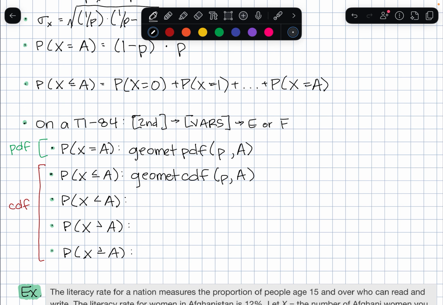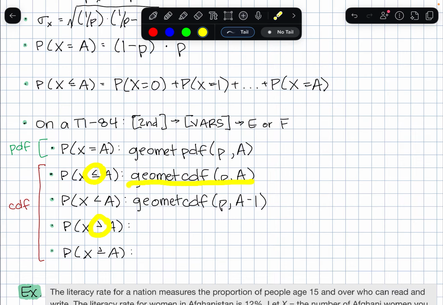If I want less than A and not less than or equal to A, I need to drop that x value down 1. So geometcdf p, A minus 1. I remember that this guy is the complement of this guy, so I'm going to do 1 minus this. So 1 minus geometcdf p, A.